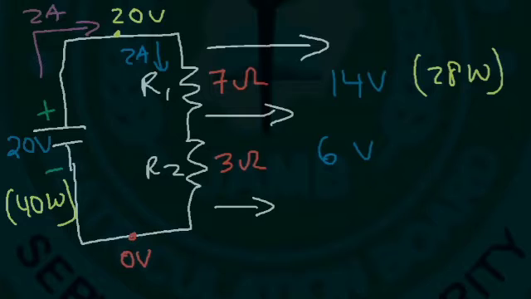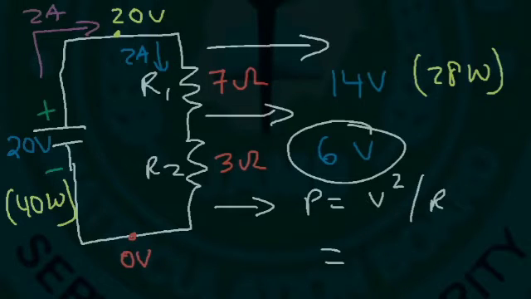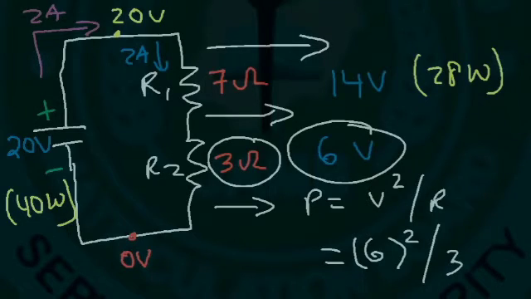Now what about the power absorbed by R2? Let's use the third form of the equation. Power is equal to V squared divided by R. The voltage across the 3 ohm resistor is 6 volts, so 6 squared, divided by the value of the resistance, which is 3. 6 squared is 36. 36 divided by 3 is 12. So R2 absorbs 12 watts of power, or 12 joules every second.